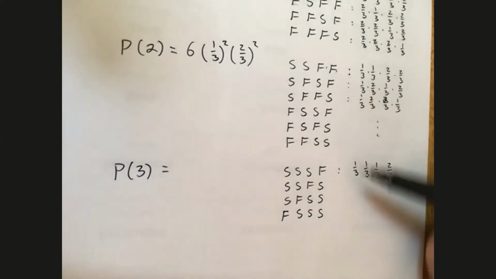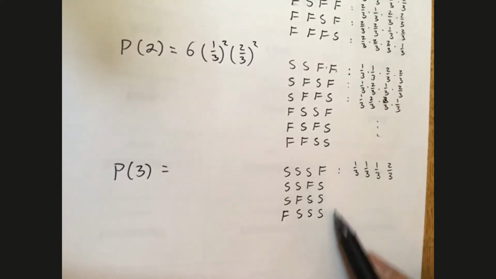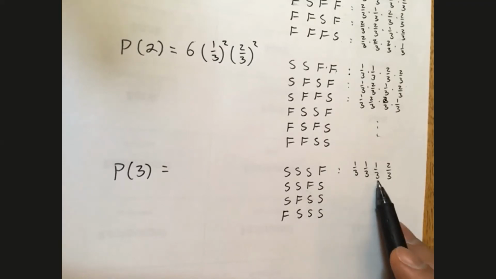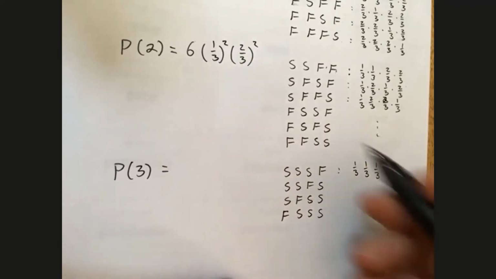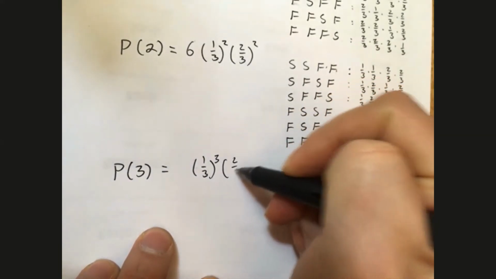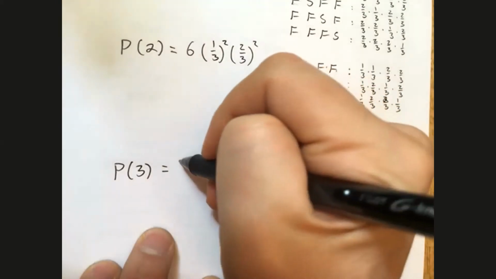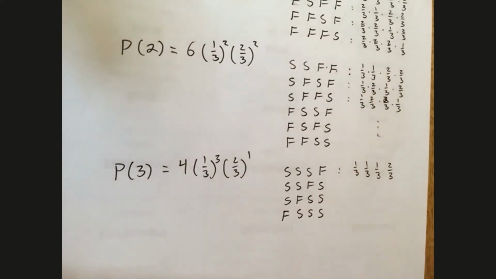And I think you can tell from above, all of these are going to be the same, right? I just have the same numbers in a different order. So what do I have? I have 1/3 cubed times 2/3 to the first power. And I have 4 of them. So that's my probability of getting exactly 3 successes.